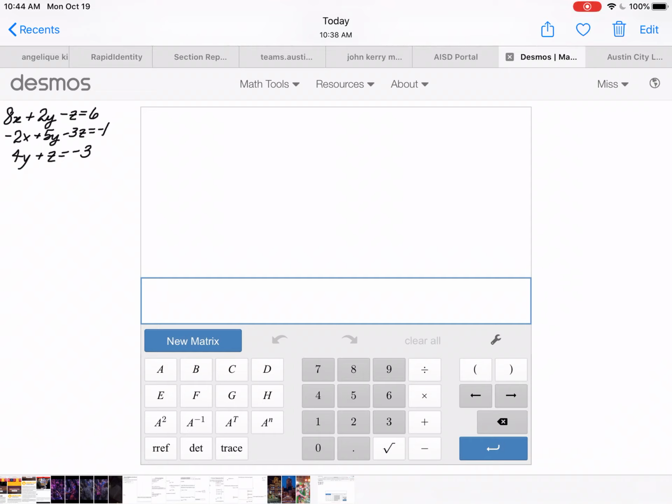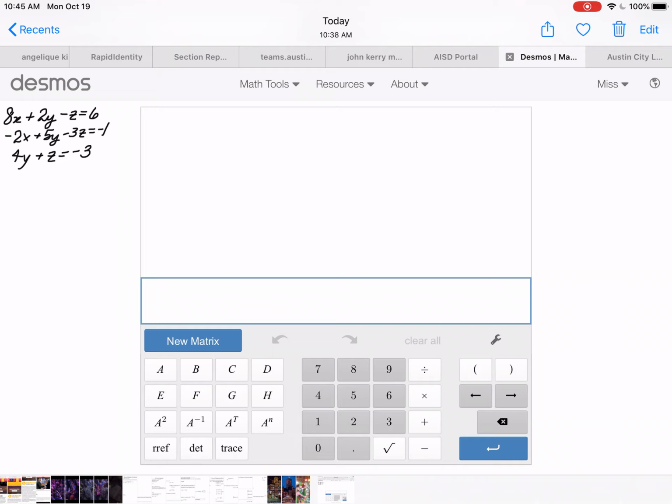Hey y'all, I feel like there is a missing connection in your current unit, and that connection is that when you're using a matrix, you are solving a system of equations.